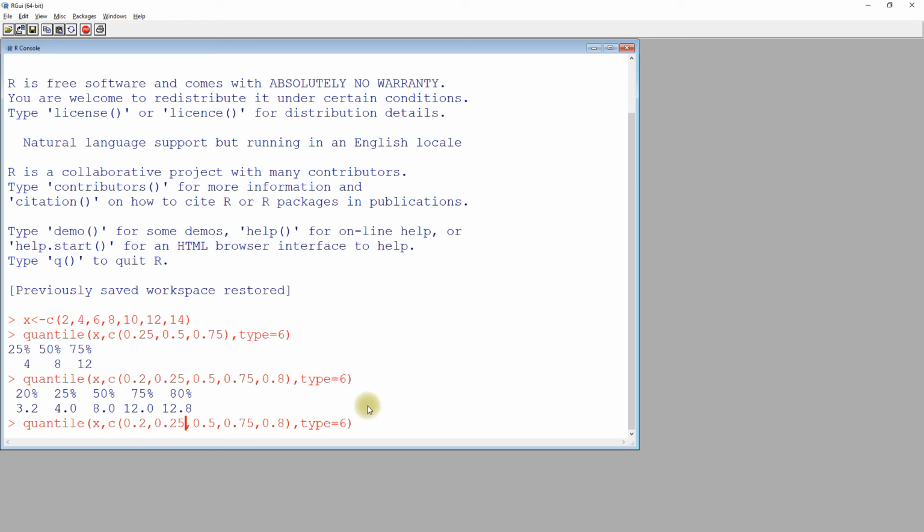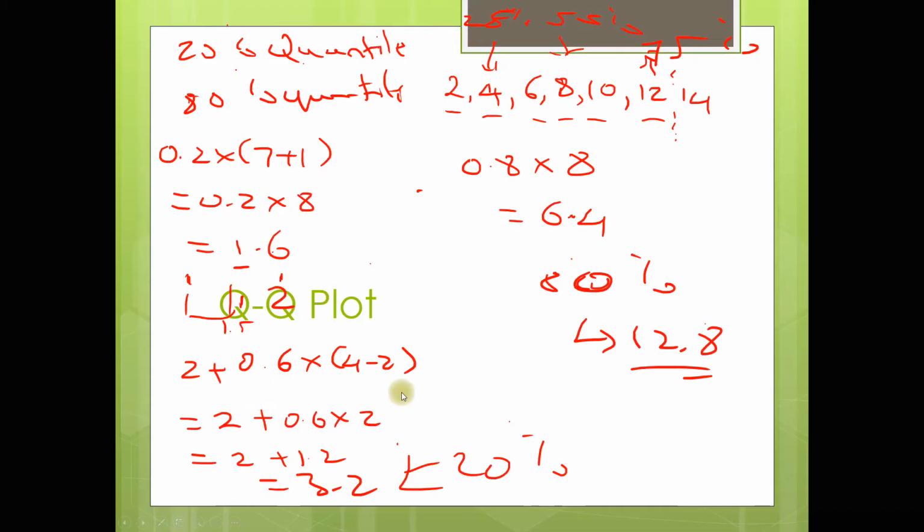So this is a little bit of what we understand by the concept of quantile. Based on that concept, we can now understand what a QQ plot is. It's very simple and very straightforward to understand what this means. So now we'll get into what a QQ plot means.